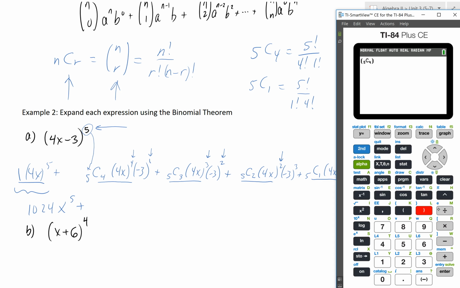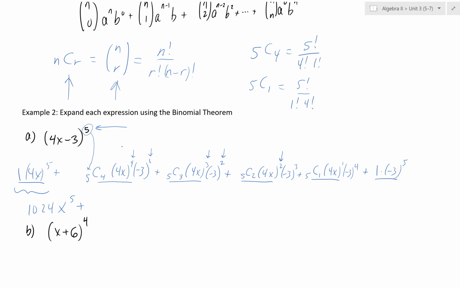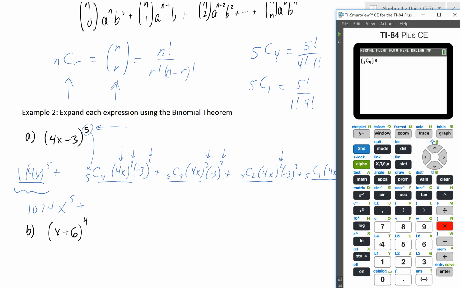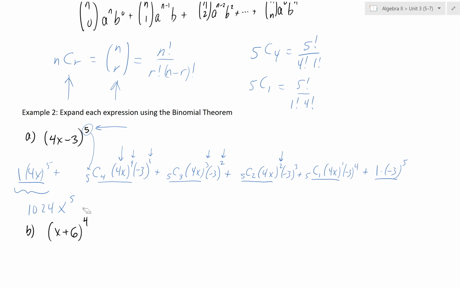So we have 5 choose 4 times, notice here we have 4 to the fourth power. And then negative 3 to the first power, so times negative 3. That is negative 3,840. So minus 3,840 x to the fourth power.